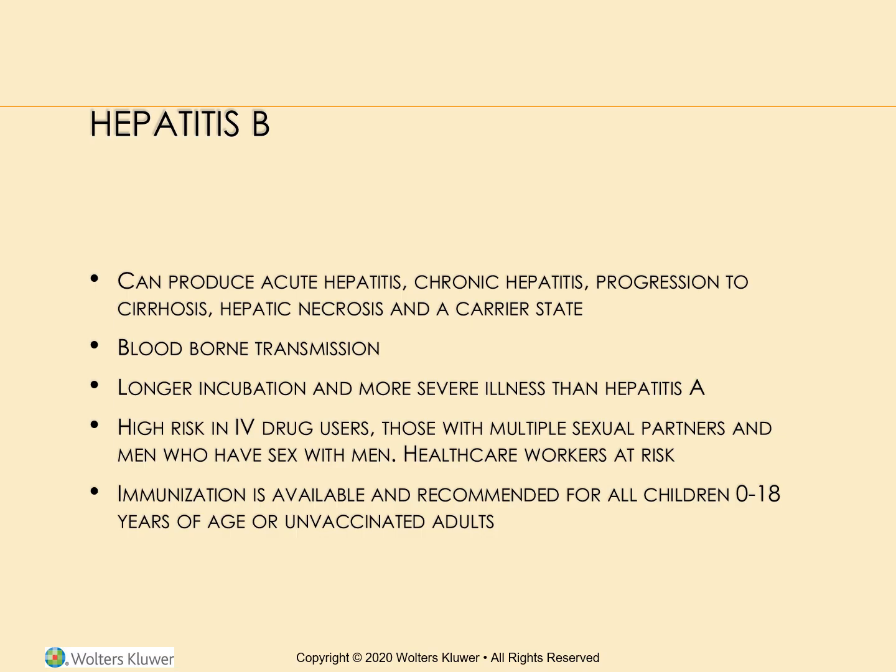People at high risk of contracting hepatitis B are people who are IV drug users, people with multiple sex partners, or men who have sex with men. Healthcare workers are also at an increased risk of hepatitis B infection due to bloodborne pathogen and needle stick exposure. Immunization is available for hepatitis B, and it is widely encouraged. It's recommended for all children between the ages of 0 to 18, or for any unvaccinated adults. And so that's the best method that we have to control the spread of hepatitis B: widespread immunization against it.